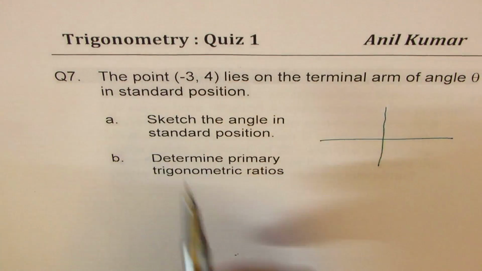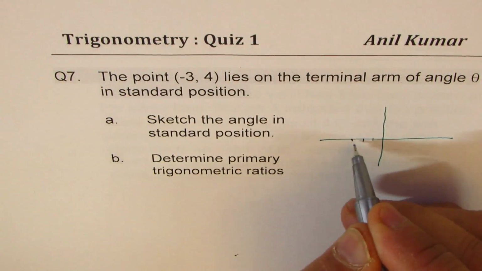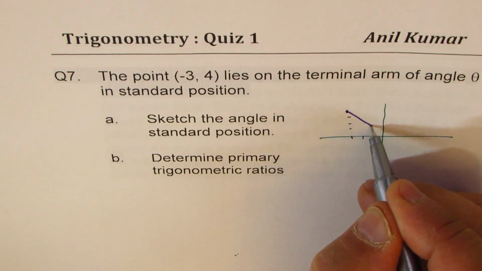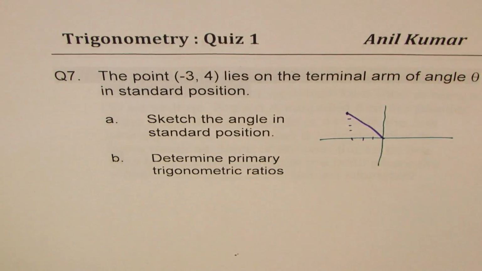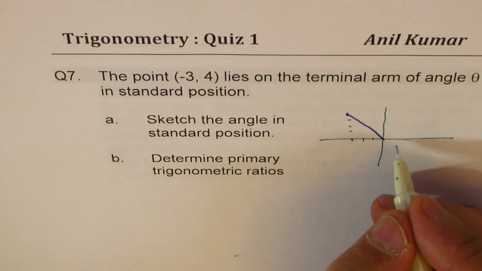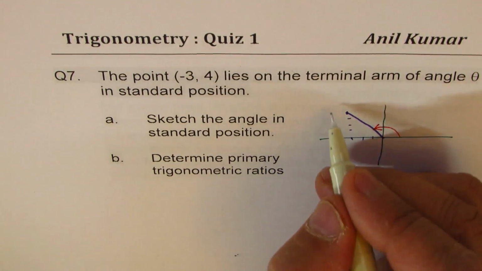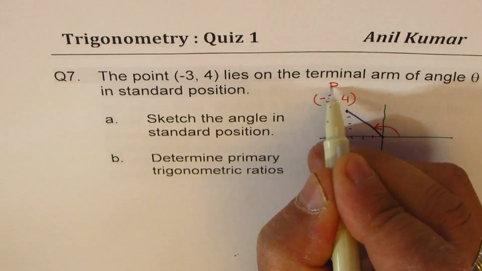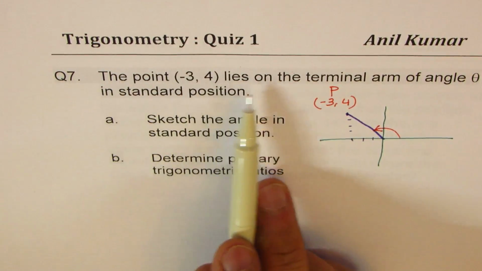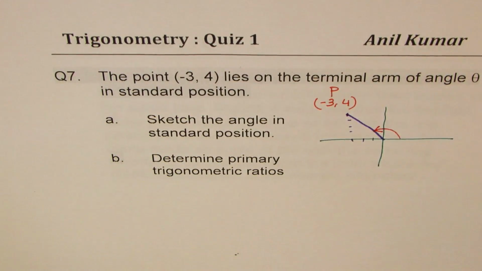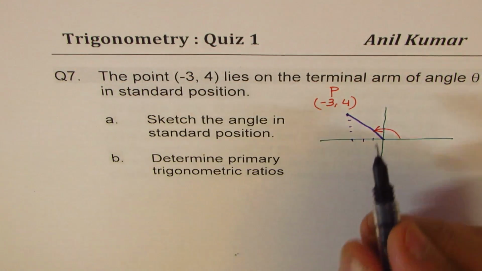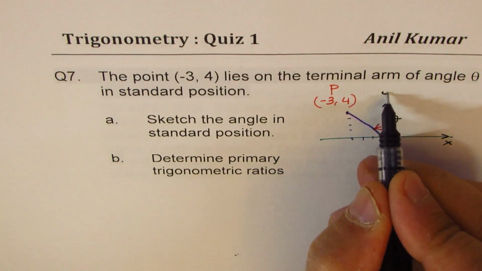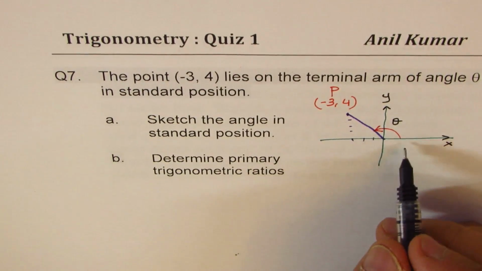So we are given a point minus 3, so that means 1, 2, 3 minus, and 1, 2, 3, 4. So that's the point for us. So on the terminal arm, that becomes the angle. The angle for us is that angle theta, and this is the point (-3, 4). Let's call this point P. So the point lies on the terminal arm of the angle theta in standard position. Theta is always measured from the positive x-axis, right? So that's the terminal arm, counterclockwise. So that's the sketch.